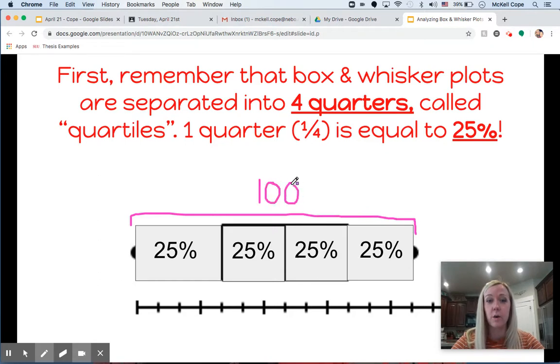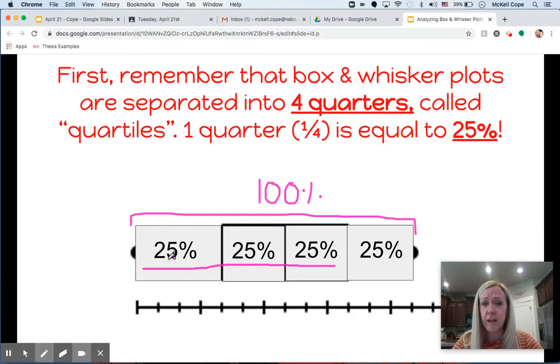100% is the whole. So all 4 quarters will equal the whole range of data. If I wanted to know what these 2 quartiles equal, what percentage? 25 plus 25 is 50%. If I wanted to know what these 3 equaled, then that's 25% plus 25% plus 25%. So these 3 boxes or these 3 quarters would equal 75% of my data.